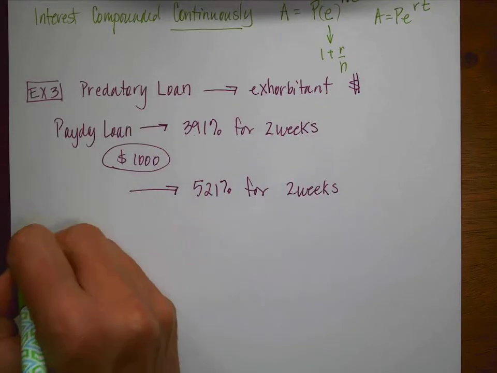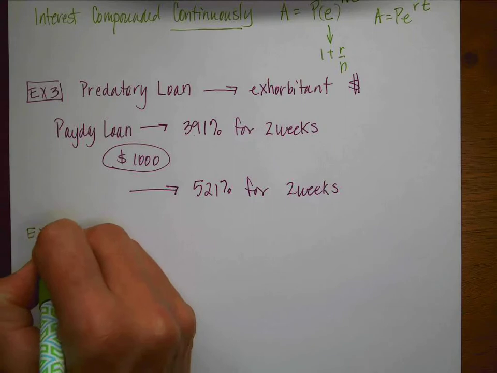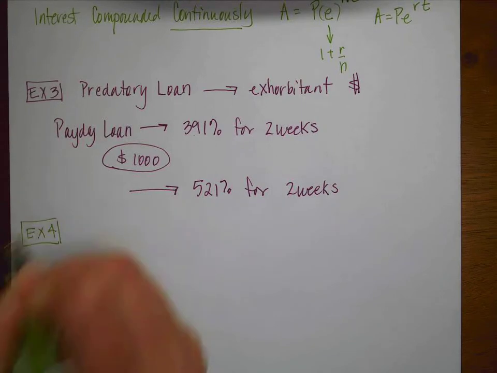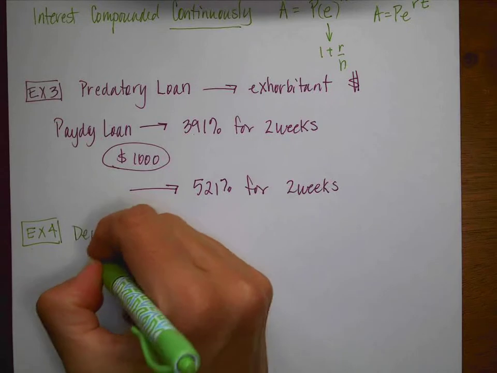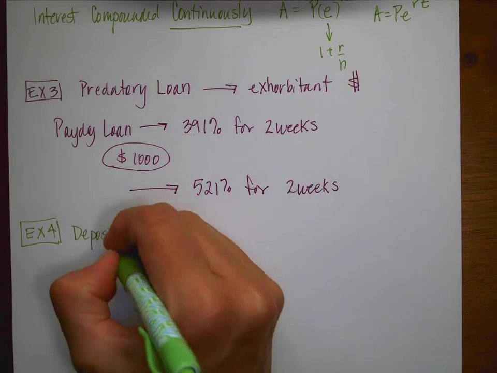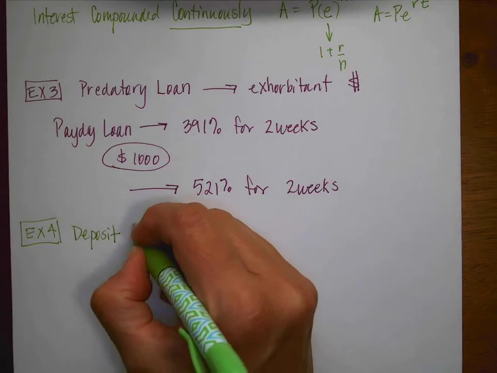So there's your little adulting lesson. Don't ever go to one of those facilities. If you're in the military, they actually forbid you to go to one because you could never be able to get out of that debt.